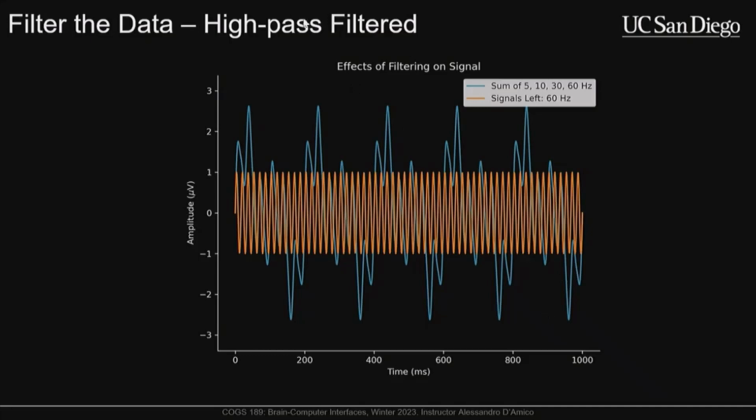But in this example, let's just say that we really want to isolate the 60 hertz noise. Maybe we want to make sure that it is line noise and not some sort of crazy neurological signal we've never recorded before. We would use a high-pass filter. So let's say in this case, we'd filter everything higher than 59 hertz. And since the only thing we have faster than 59 is 60, that's all we keep.